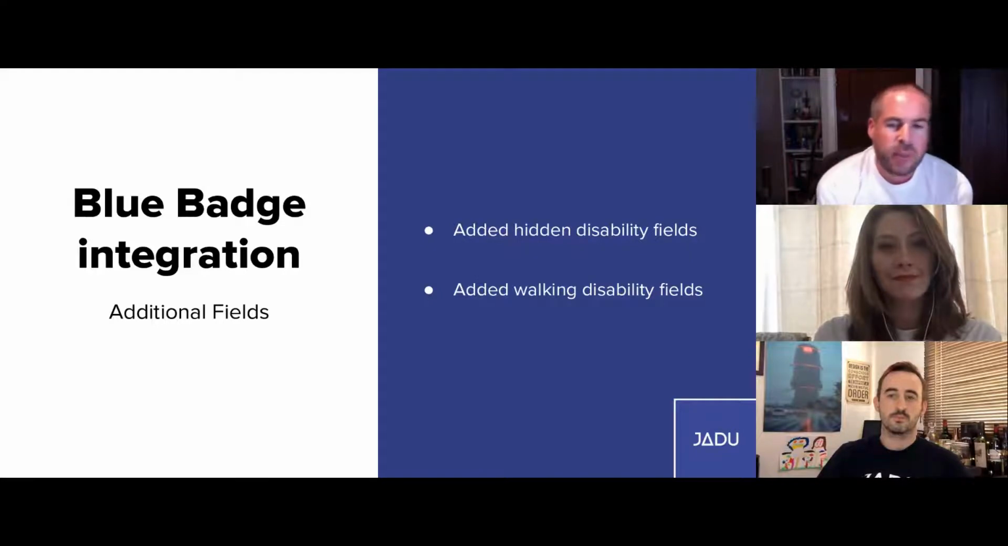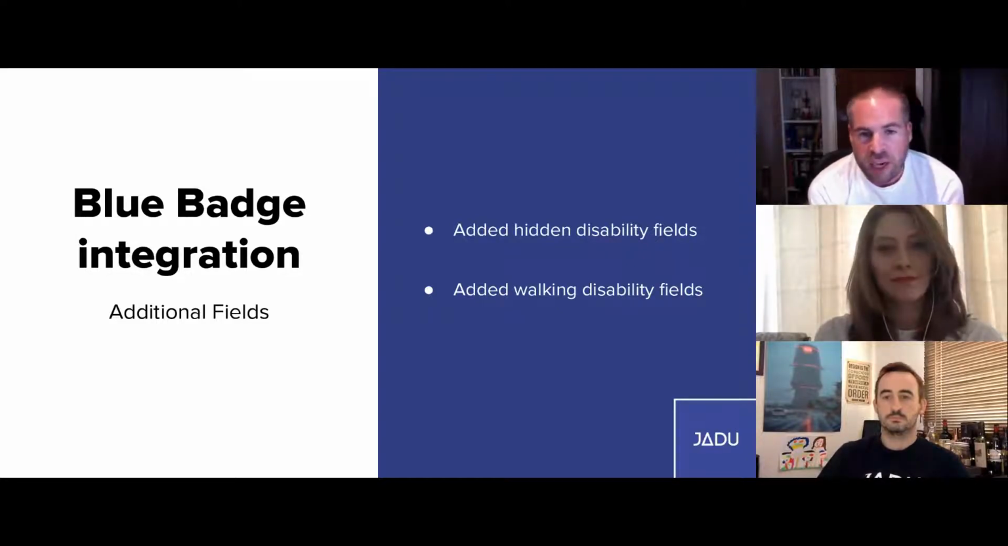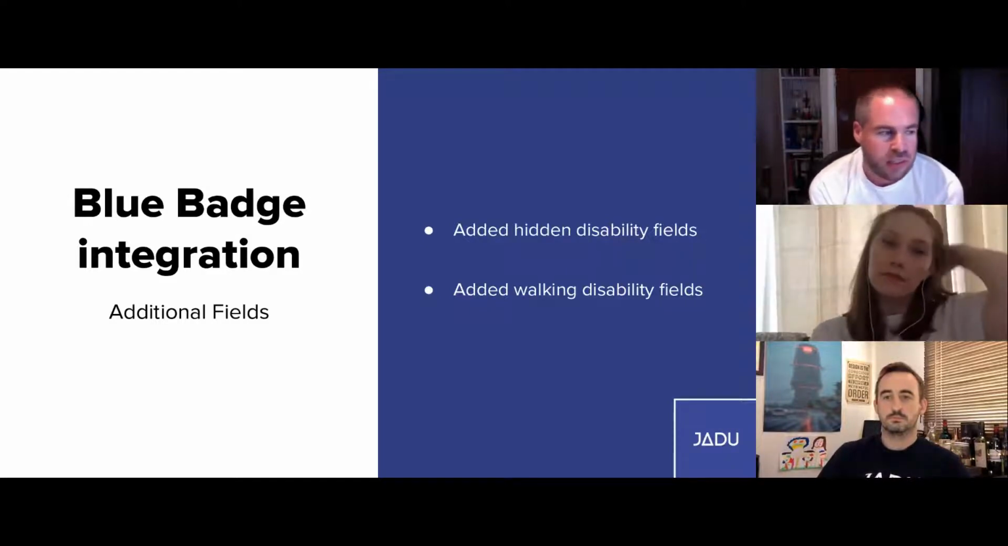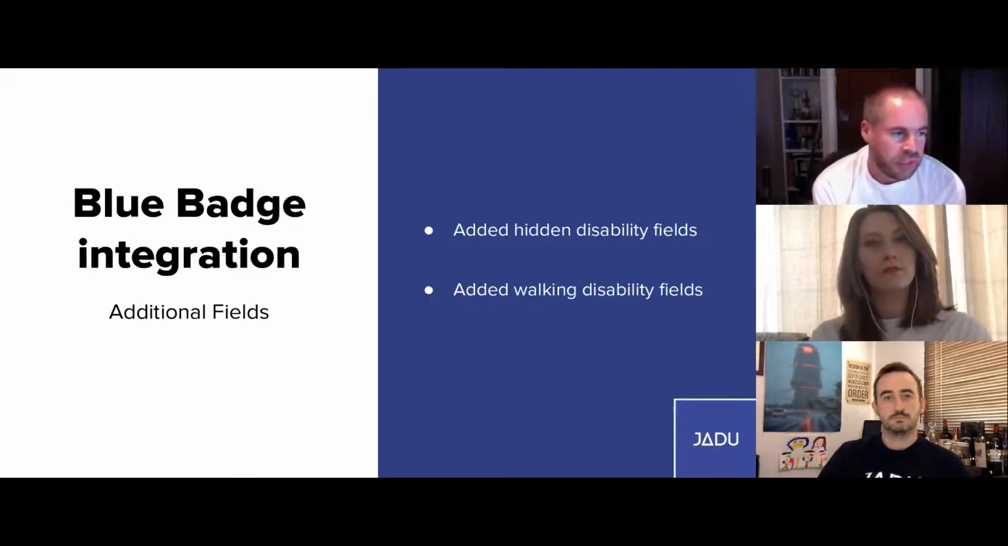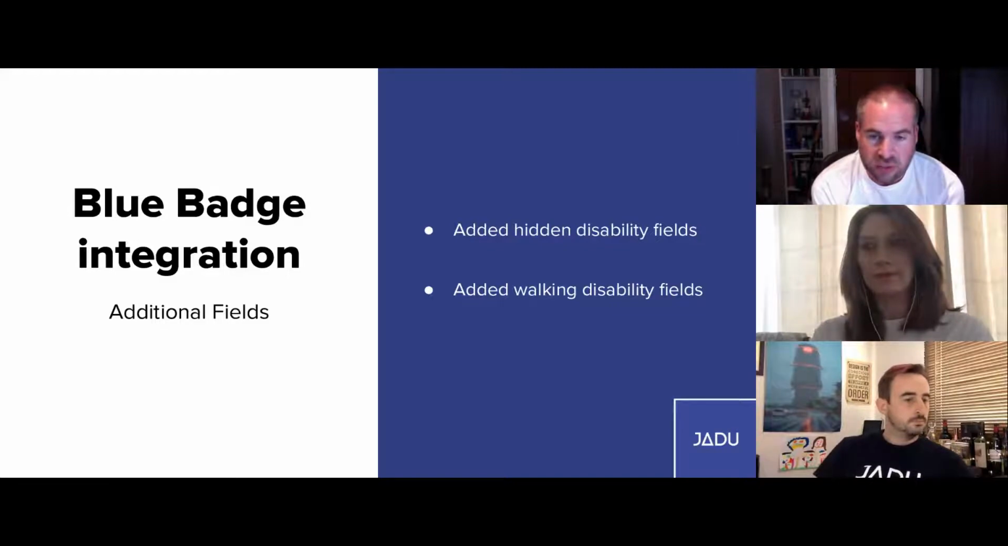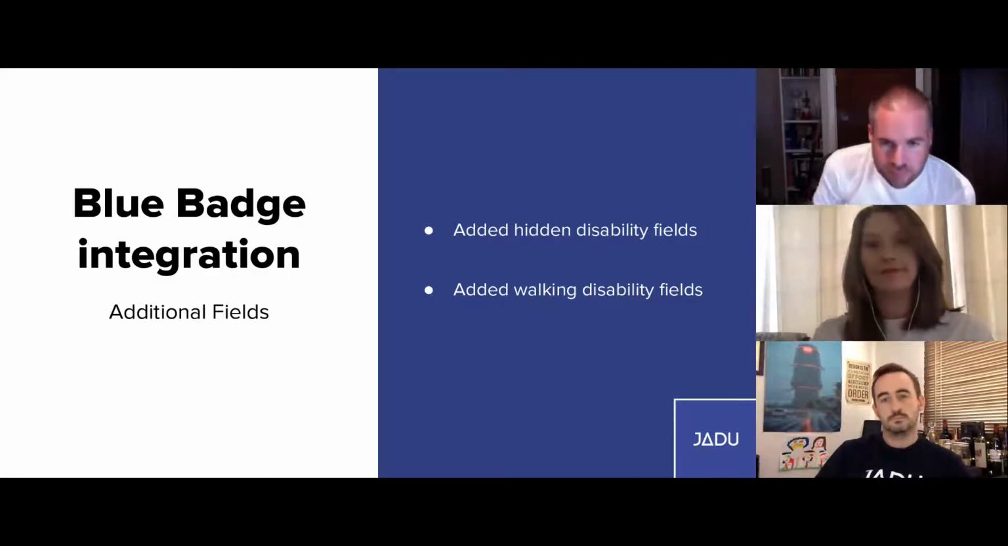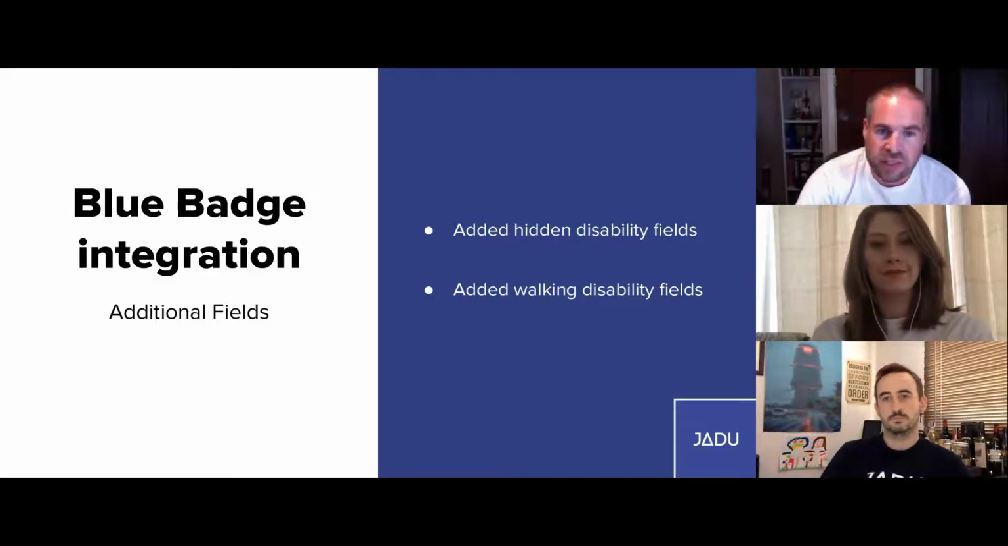We've also updated our blue badge integration, adding in the additional fields that the Department for Transport added to their API. These are for hidden disabilities and walking disabilities. So things such as anxiety and maybe balance, those fields are now pulled in to the blue badge application logic and available for you to select when integrating with the blue badge integration.